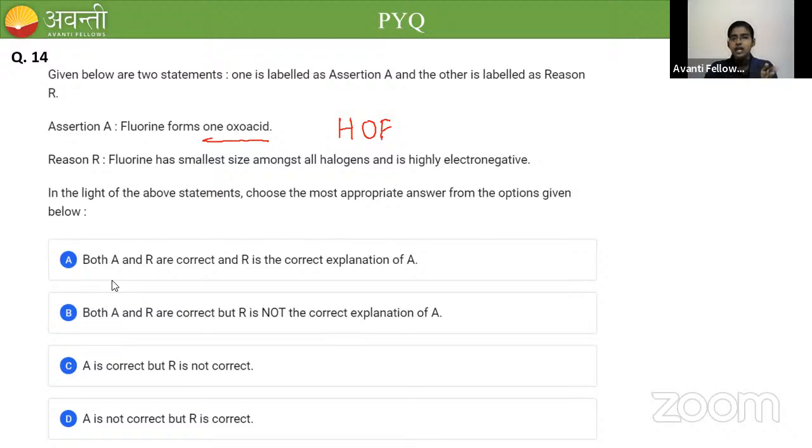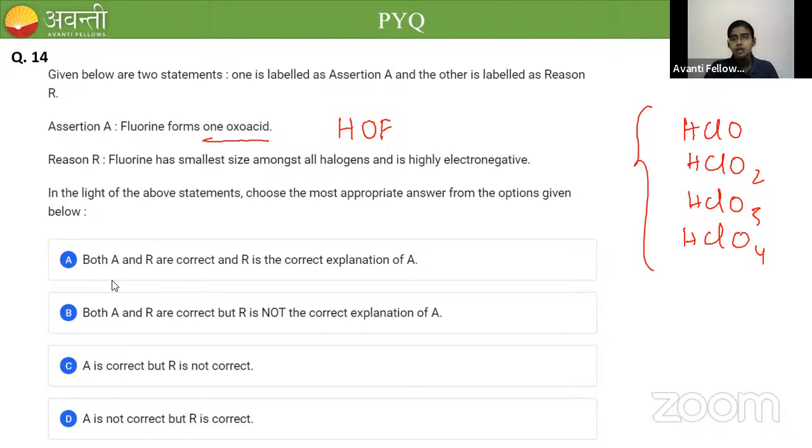Oxygen and hydrogen containing compounds with group 15 or group 16 or group 17 elements are called oxo acids. Now this is the only oxo acid formed by fluorine. That is correct. Because in case of chlorine, we can have 4 different oxo acids: HClO, HClO2, HClO3, and HClO4. These many types of oxo acids are possible for chlorine. But for fluorine, it is only HFO.